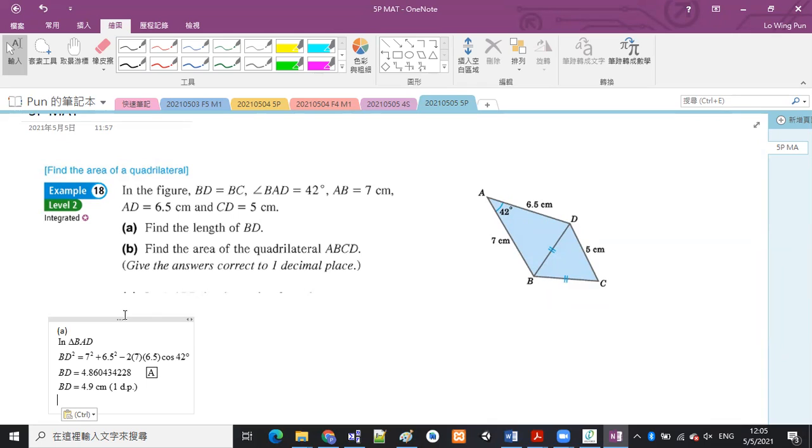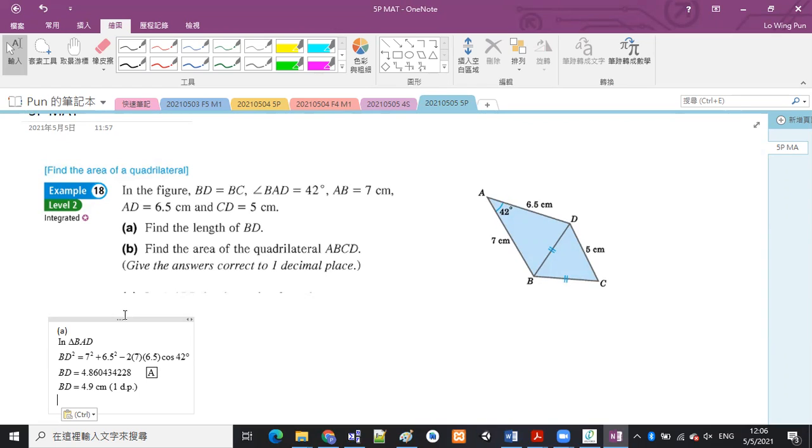Do we have sufficient information to calculate the area of triangle ABD? Do we have a formula? Yes. Which formula are we going to use? There are 3 options. Base times height divided by 2, or half AB sine theta, or Heron's formula. For triangle ABD, we have length A, length B, and the included angle. So we are going to use the half AB sine theta formula.